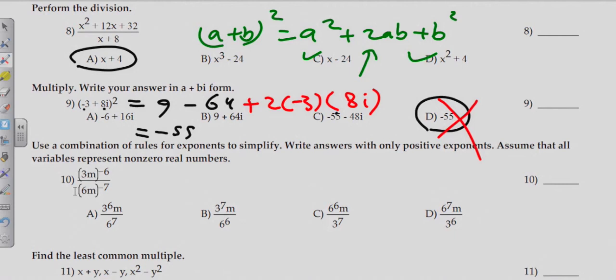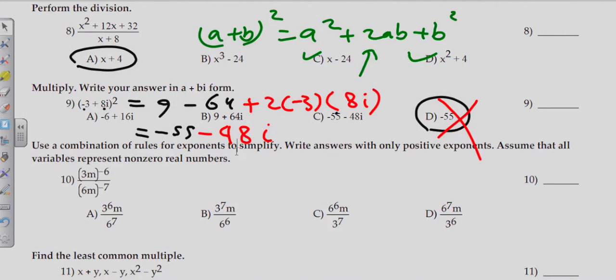2 times minus 3 is minus 6, and then minus 6 times 8 is minus 48. This will be minus 48 I. That's why it's a complex number. The real part is minus 55, and the imaginary part is minus 48 I. Okay, this is a complex number.